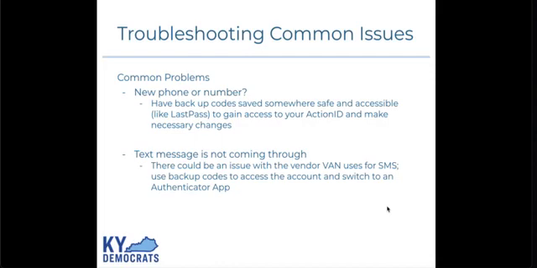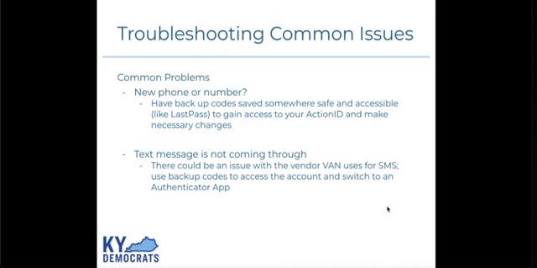So like I said, if you have either a backup phone number or a backup code, you'll be able to use that to get into Vote Builder and put in your new phone number. When it comes to your backup codes, keep them somewhere safe and accessible. I would suggest LastPass as notes. That way you know where it's at all times.